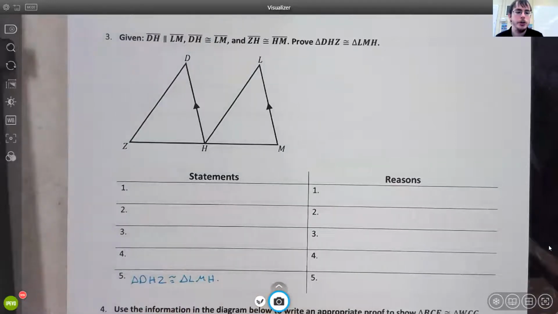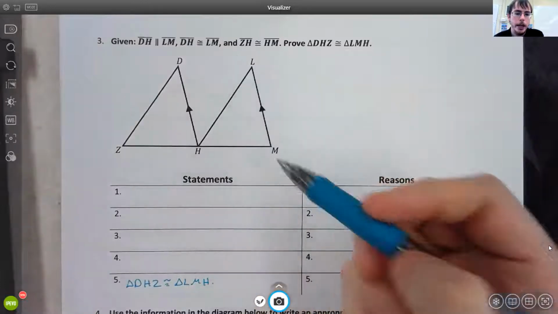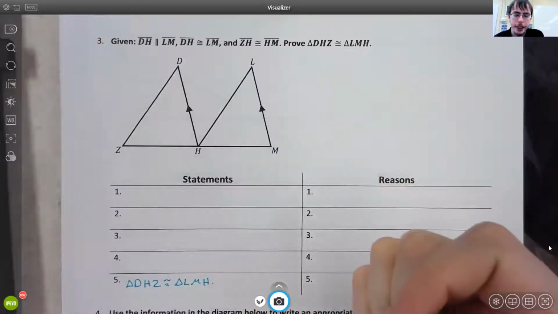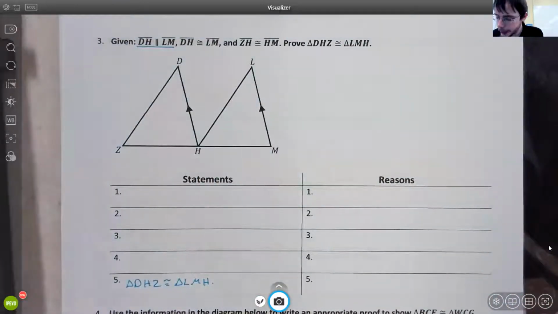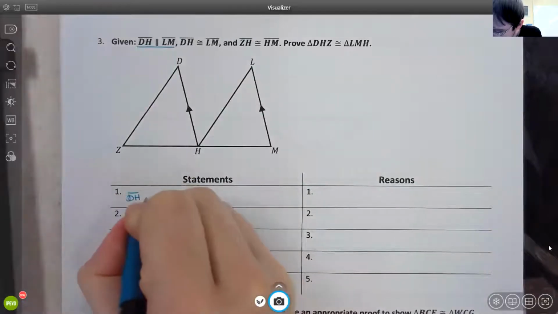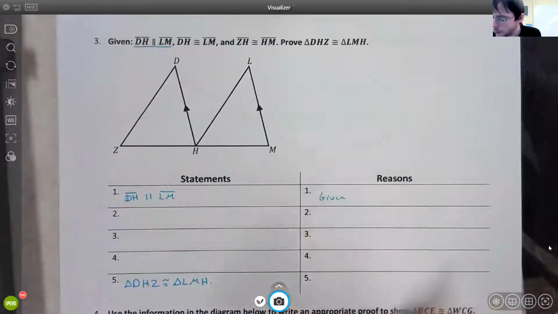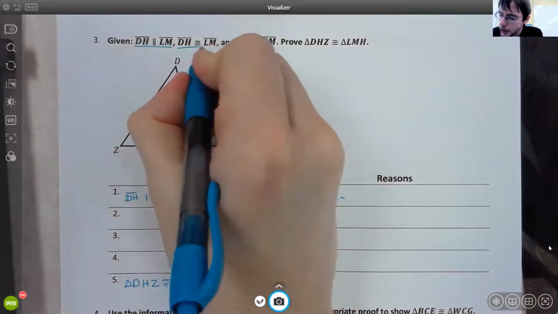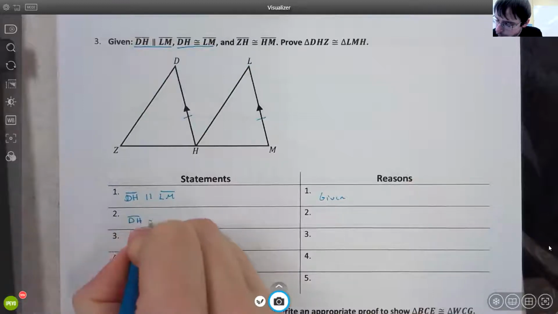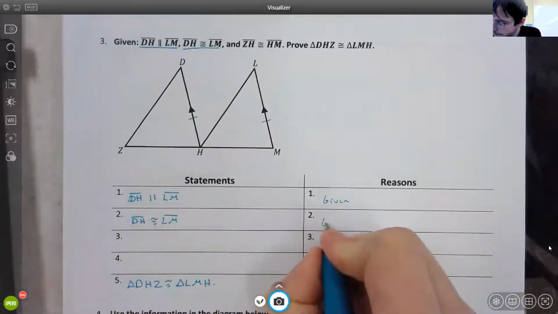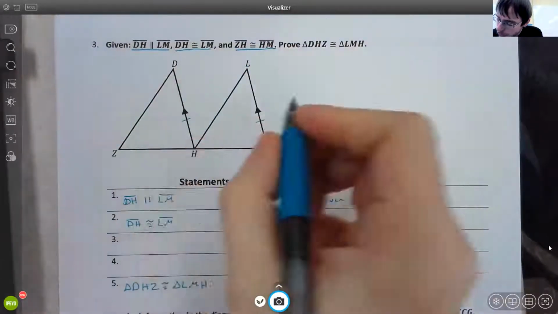And again, what we want to do is figure out what our given information is in the diagram or the problem, list those first, and then see what else we can list. So first off, it gives us that DH is parallel to LM. And this is given. Then it gives us that DH is congruent to LM. And that's given. And then ZH is congruent to HM.